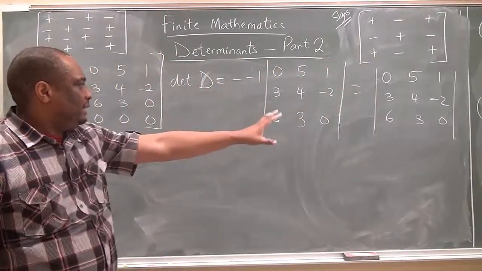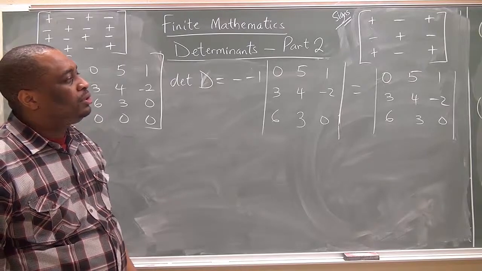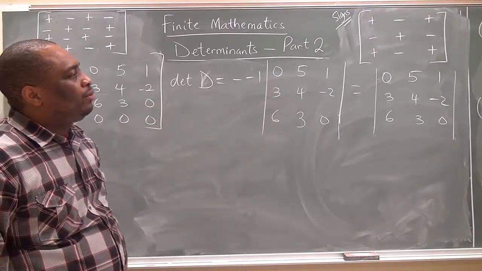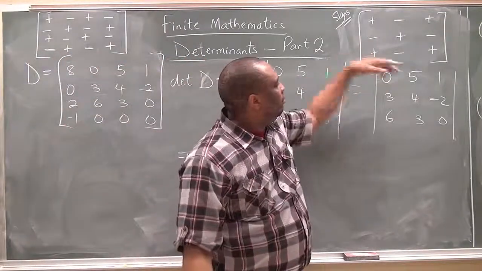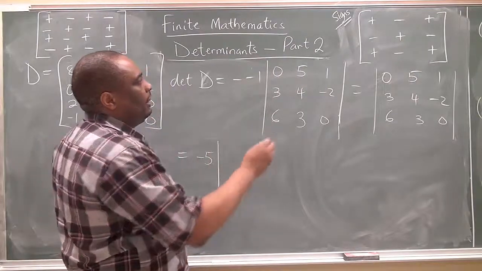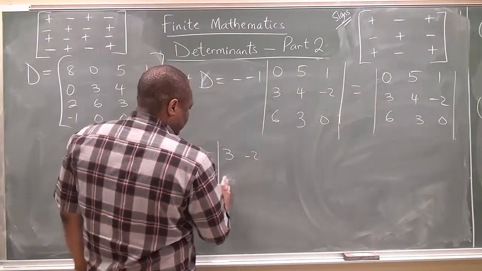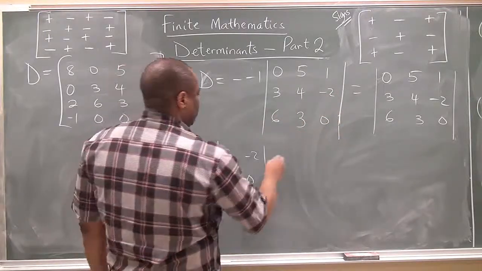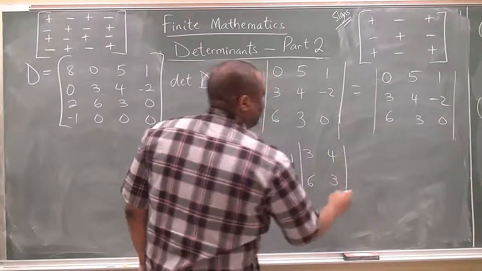Okay, so we are back on this now, still determinant D. Which row do we use? You can use row 1 or row 3, whichever one. Assuming we use row 1, that will give us plus 0, we don't mind it. This is minus 5 determinant, that will give us 3, 6, minus 2, 0. Then plus 1 determinant, 3, 6, 4, 3.